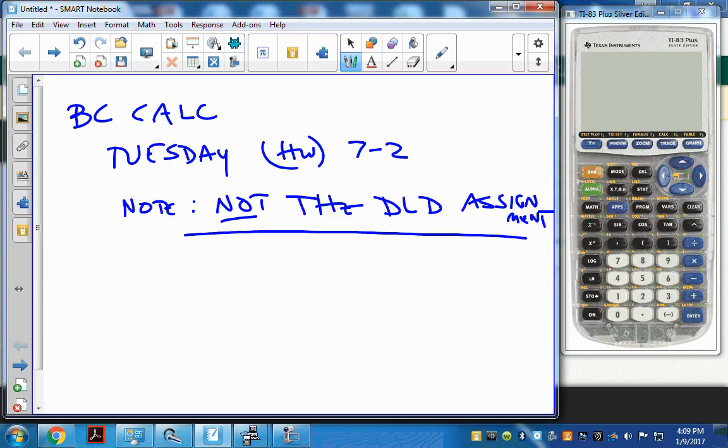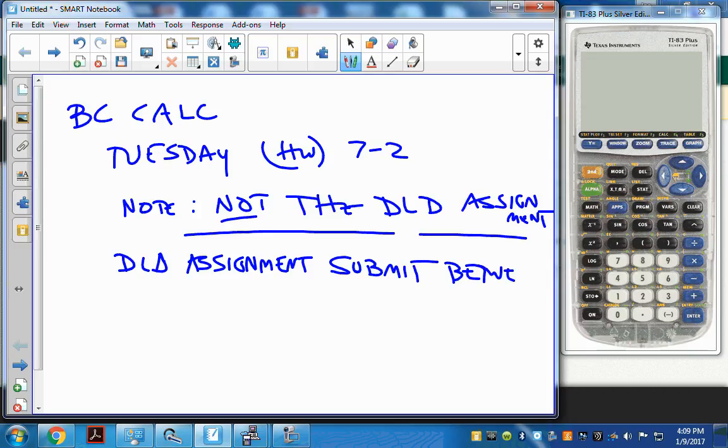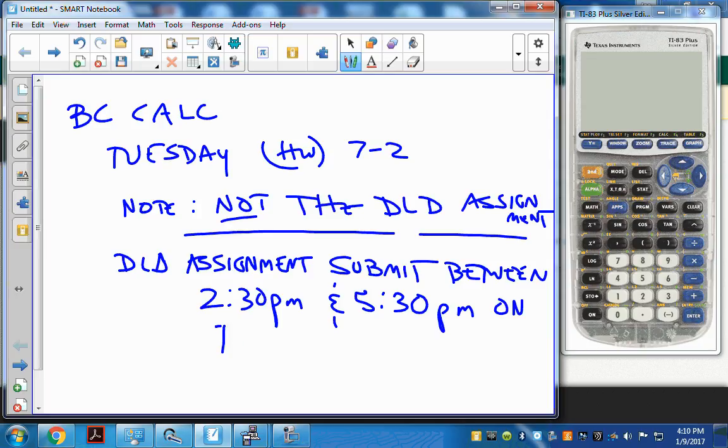You should also note the digital learning day assignment needs to be submitted between 2:30 p.m. and 5:30 p.m. on Tuesday, January 10th.